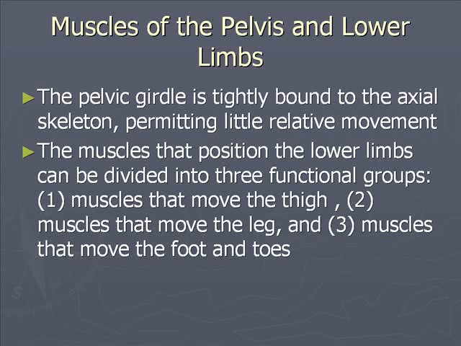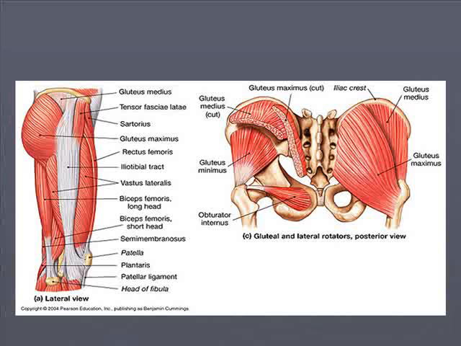So, muscles of the pelvic floor and lower limbs. We've alluded to some of those already, but the pelvic girdle is tightly bound by the axial skeleton, which prevents relative movement. The muscles that position the lower limbs are divided into three functional groups: the muscles that move the thigh, the muscles that move the legs, and the muscles that move the foot and the toes.